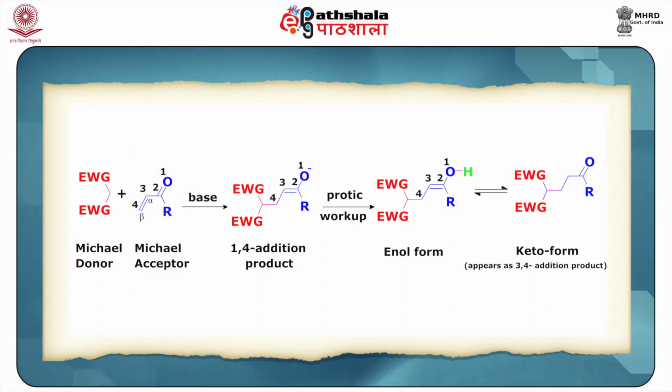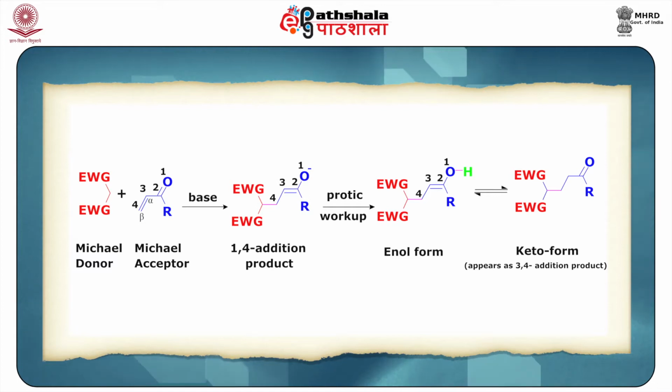Here you can see a methylene group joined to two electron withdrawing groups, represented by EWG, and it reacts with the Michael acceptor, which is a conjugated carbonyl. You can see the 1, 2, 3, 4 numbering, and the addition happens at the 1,4 positions. As these two react in the presence of base, we get this 1,4 addition product, which reacts with proton and gives this enol, and this enol tautomerizes into the corresponding keto form. So, that appears as the 3,4 addition product.